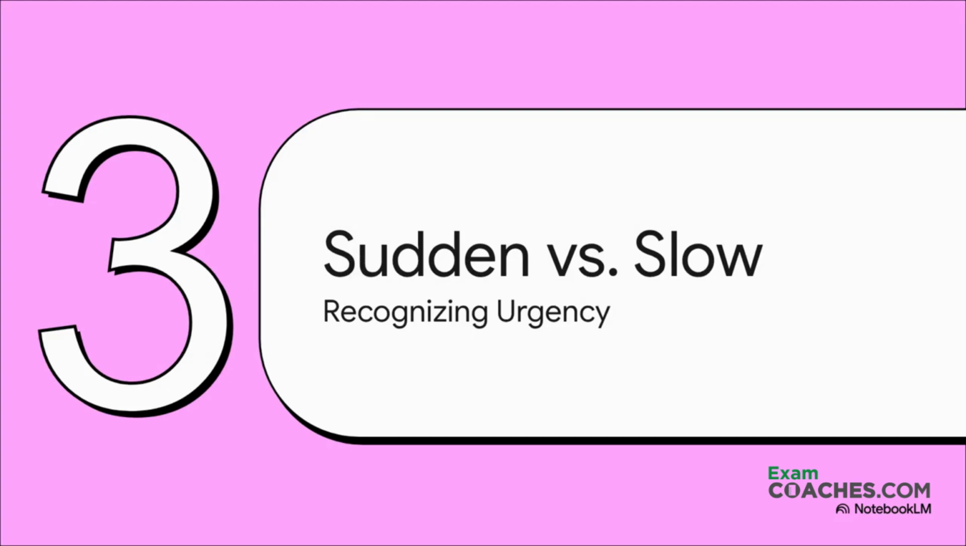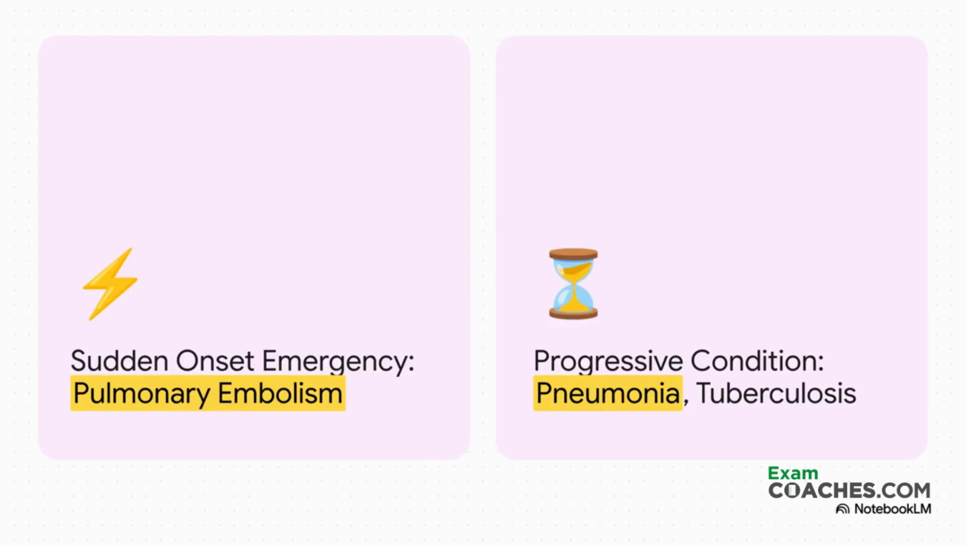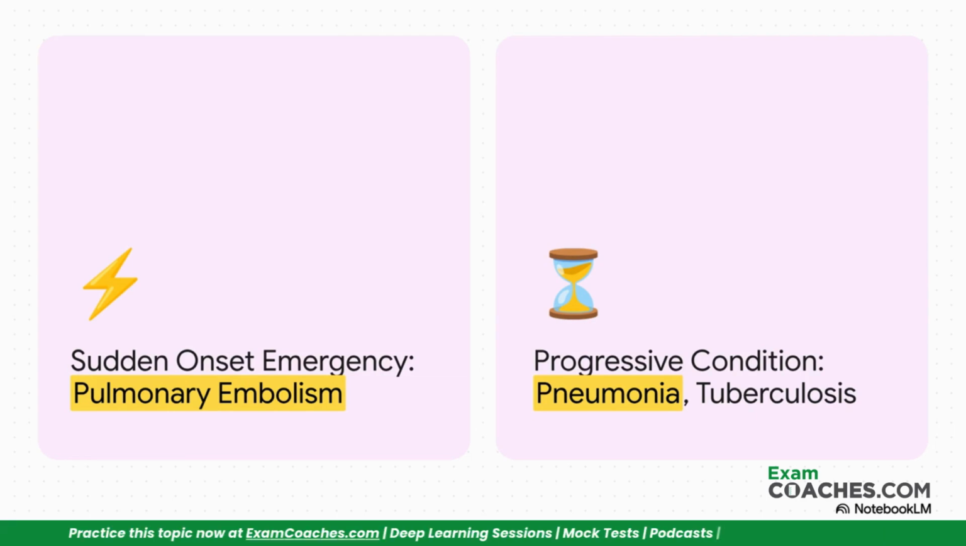Okay, so let's add the next piece of the puzzle, time. Once you know the type of problem, you gotta ask yourself about the urgency. Did this happen out of the blue, or has this been slowly building up? And this right here is a classic distinction they love to test on exams. A pulmonary embolism, man, that's a sudden, oh my gosh kind of emergency. But an infection, like pneumonia or TB, that usually builds up over hours or even days. The speed of onset is a massive, massive clue.